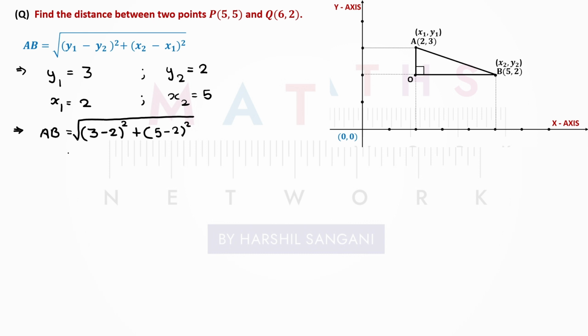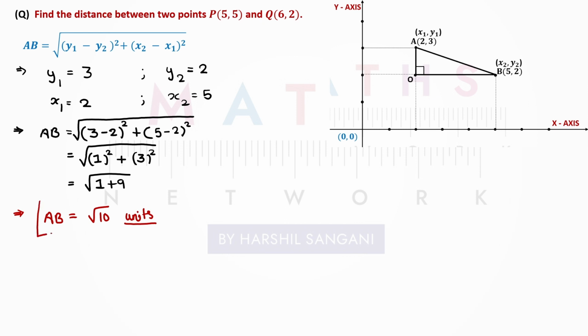Now guys, we know that 3 minus 2 gives us 1. So we have 1 square plus 5 minus 2 gives us 3. So we have 3 square, both under root. Now the square of 1 is 1 and the square of 3 is 9. So we have the root of 1 plus 9, which leads us to our answer that the length of AB is root 10 units. And whenever we are writing the length between 2 points, we have to always write the unit at the end. Sometimes in the question it is given, maybe it can be centimeters or meters, but when it is not given, we have to write units. So that's the answer to our question.